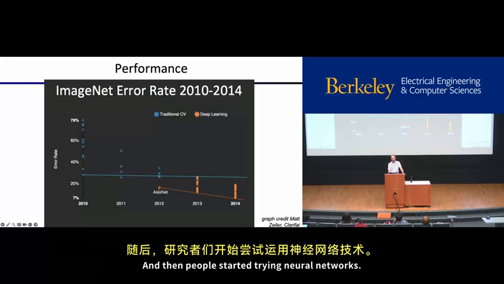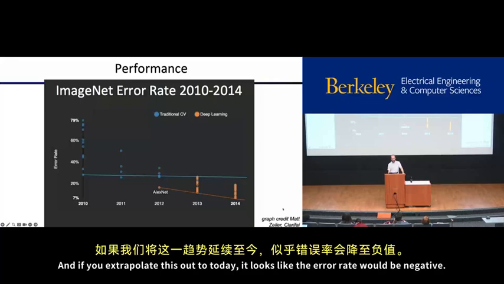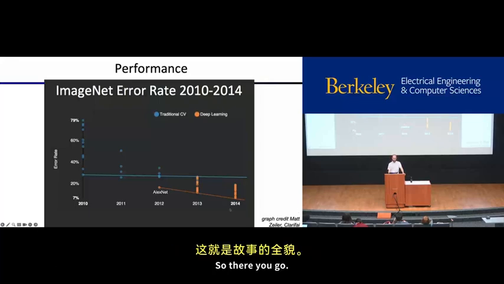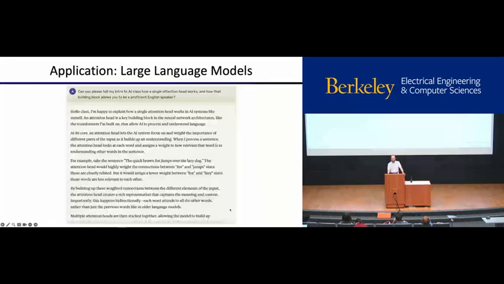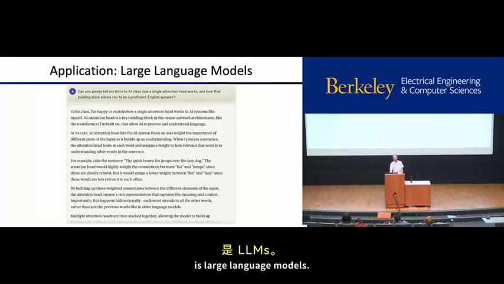And then people started trying neural networks, and the error rate started going way down. And if you extrapolate this out to today, it looks like the error rate would be negative. So there you go. An application that is the biggest today and may well continue to be is large language models.